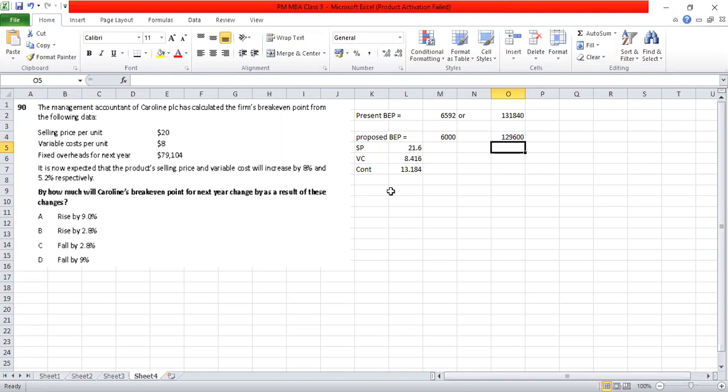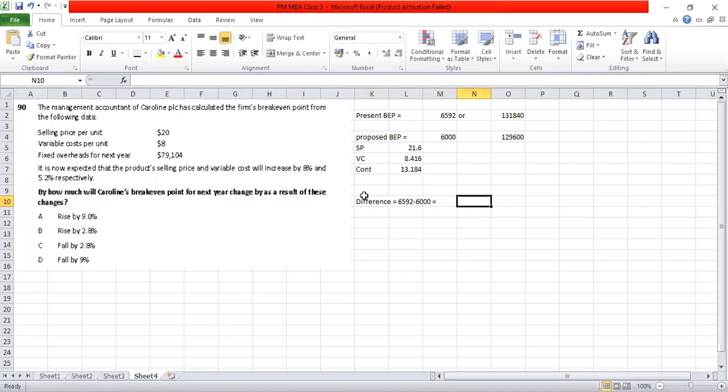So just find out the difference between these two. 592 is the difference. At the present level it is 6,592, and it is falling. Okay, it is falling by 9%. Find out the difference. So the difference is equal to 6,592 minus 6,000, which is equal to 592.